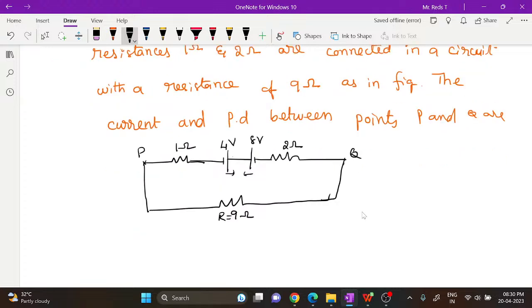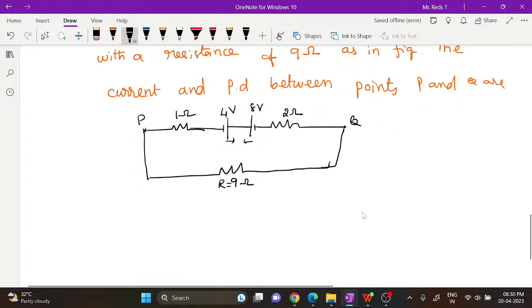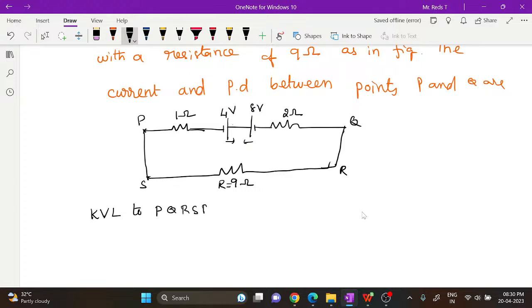If you apply Kirchhoff's voltage law to the closed loop, you write down here. Let us mark some points here. This is P, this is Q, this is R, this is S. Now apply KVL to the PQRSP closed loop. Then what will you get?